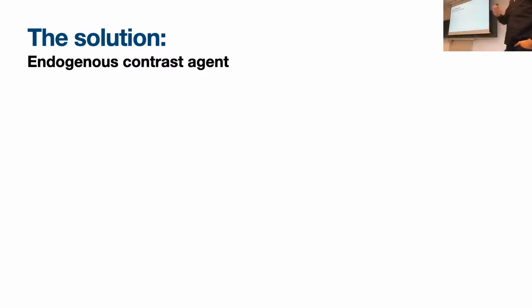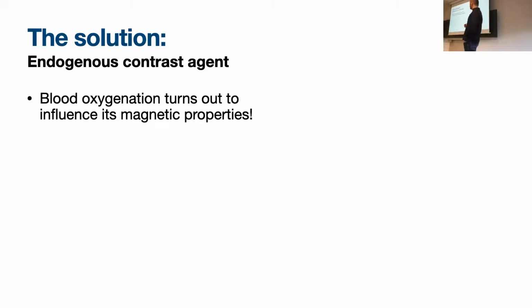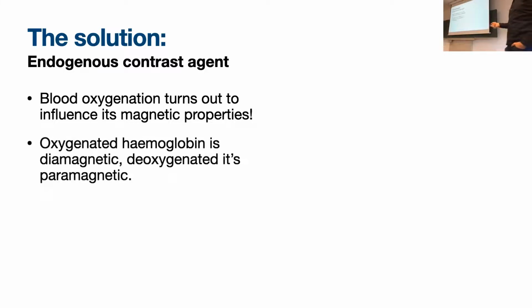So the solution to this problem is that we actually have an endogenous contrast agent. It turns out that if you look at the magnetic properties of blood, these are heavily influenced by its oxygenation. If the hemoglobin in the blood carries a lot of oxygen, it is diamagnetic. And when it is deoxygenated, it becomes paramagnetic. So it becomes a bit like gadolinium as the oxygen is extracted from the blood. When that happens, it's when things are active. So that's pretty awesome.